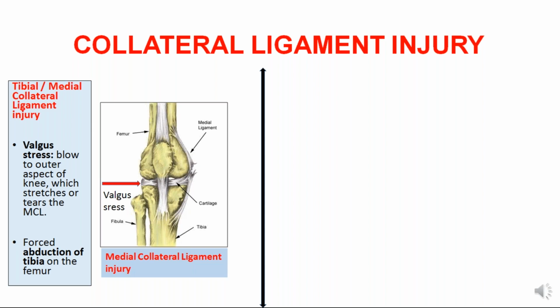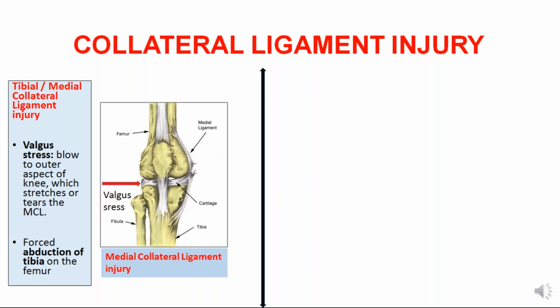Now, what is the mechanism of injury leading to medial collateral ligament injury? This red arrow shows the direction of force or blow. So the blow to the outer aspect of the knee joint, which is a valgus stress, leads to forceful abduction of the tibia on the femur, leading to tear or injury in the medial collateral ligament.